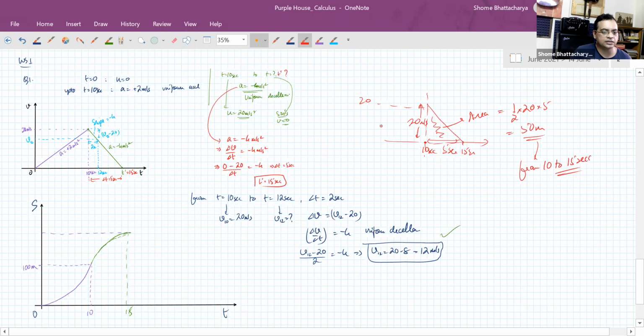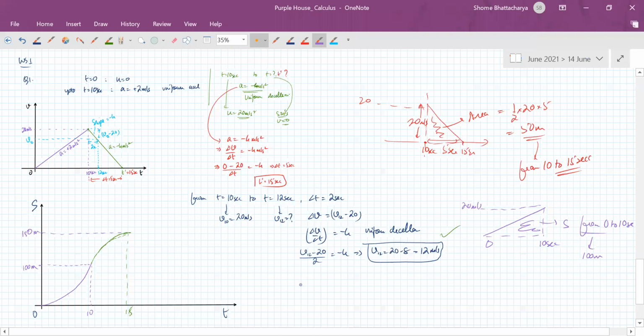Whereas this part of the area, going from 0 to 10 seconds. As the velocity was going from 0 to 20 meters per second, this area is the distance from 0 to 10 seconds. And that came out to be how much? That came out to be 100 meters. So by the time you're reaching 15 seconds, what is the total distance you have covered? You've covered a distance of 150 meters. So like that.